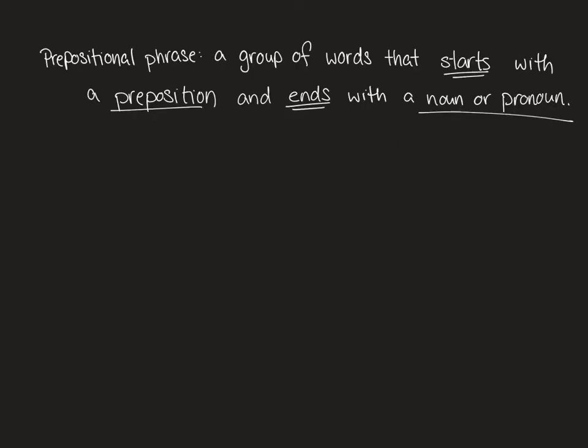So a prepositional phrase is a group of words that begins with a preposition and ends with a noun or a pronoun. The noun or pronoun is called the object of the preposition. So remember when we learned about direct and indirect objects? Well, this is the object of the preposition. Now, we will also encounter something called a modifier, which is something that modifies the object, like an adjective, and this is considered part of the prepositional phrase as well.